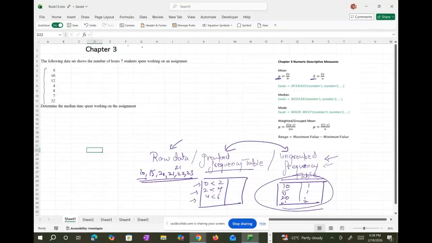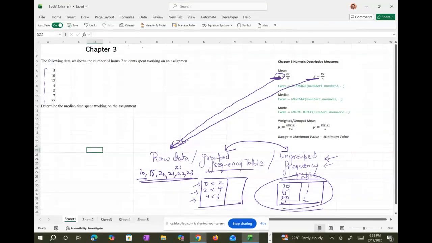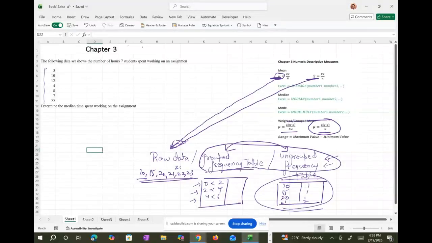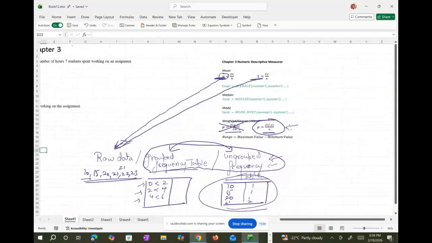If the data is given to you in the raw format, then you will use this mean formula. You can use any one of these two formulas. They both are one and the same thing. It's only the symbol difference. This is called population mean. This is called sample mean. Okay. And if the data is given to you in the grouped frequency or ungrouped frequency distribution table, then you will use this formula. This and this formula are one and the same thing. You can eliminate this formula. So this is the formula when the data is given to us in grouped or ungrouped frequency distribution.